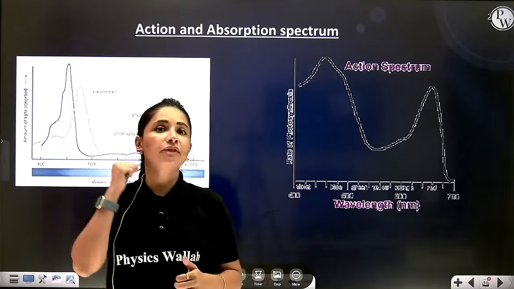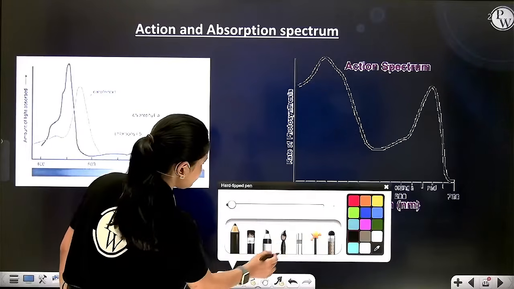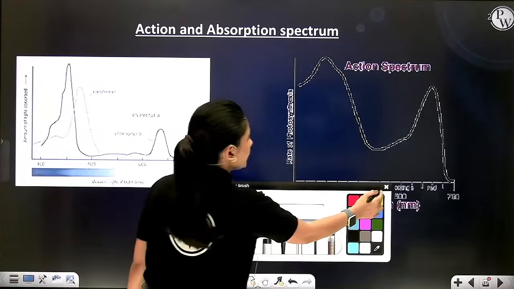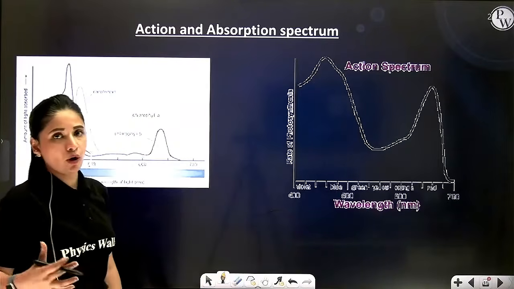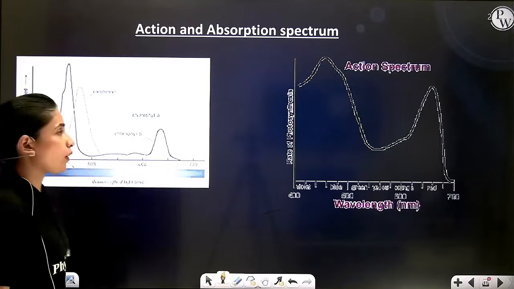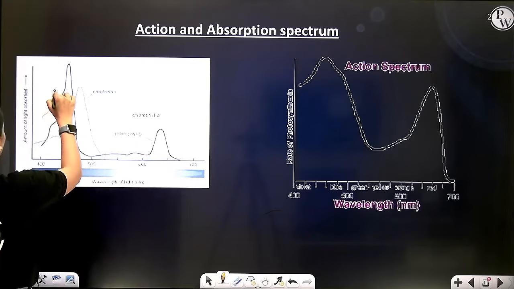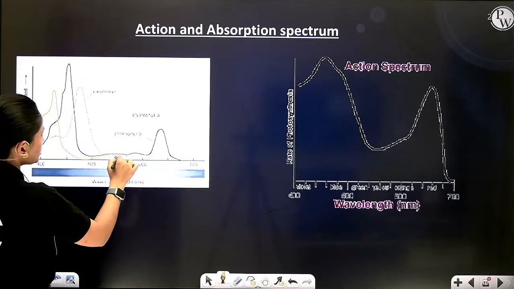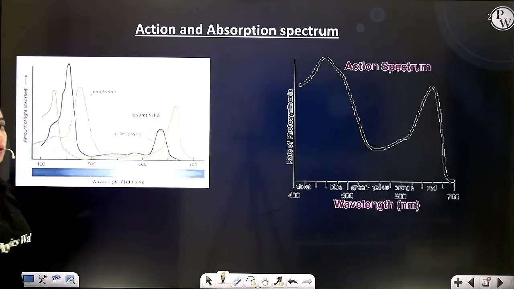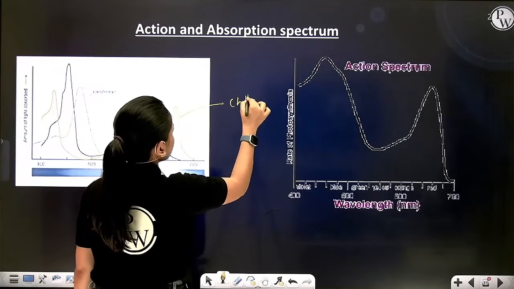For example, if I specifically talk about chlorophyll A. Chlorophyll A is the main photosynthetic pigment that majorly absorbs in the red region but can also absorb in the blue region of light. So here you can see this is chlorophyll A. It absorbs in two regions, one in the blue region and another in the red region.